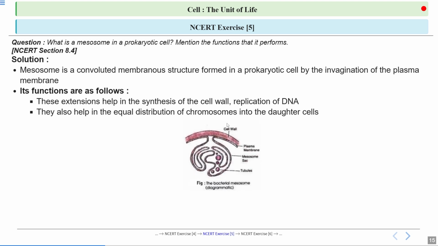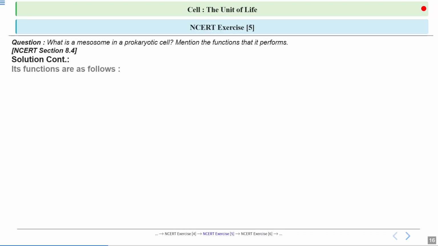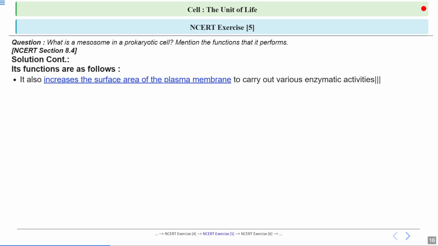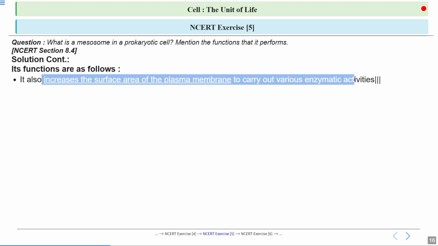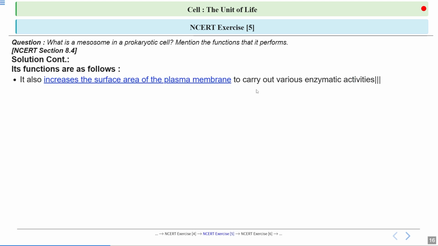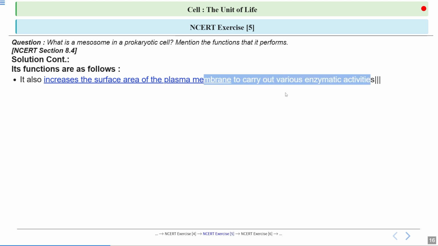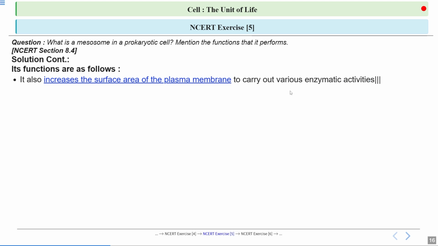Here you can see this is the cell wall and you have the plasma membrane. These are, you can say, extensions or invaginations of the plasma membrane. This is an image showing you a bacterial mesosome. Now the next function, a very important function: it increases the surface area of the plasma membrane to carry out various enzymatic activities, meaning a lot of biochemical reactions.